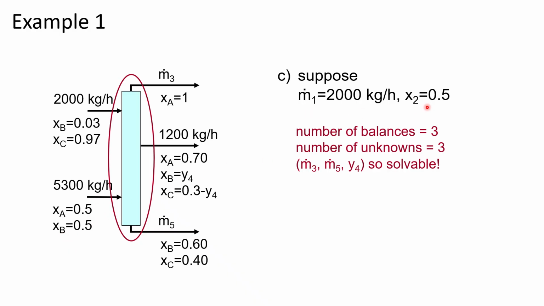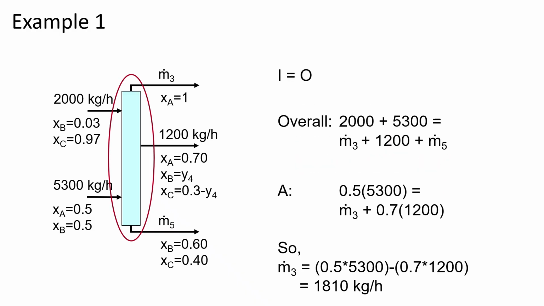With these assumptions, with these two pieces of additional information, the number of balances will now be equal to the number of unknowns. To solve for the unknowns, we're going to apply our conservation of mass equation, which is of the form in is equal to out, since the process is at steady state and there are no chemical reactions. Let's start with the overall balance, and then we'll consider an A balance, a B balance, and a C balance.